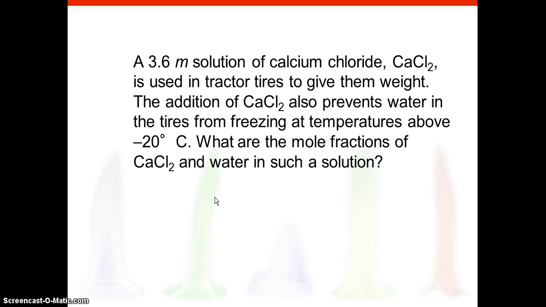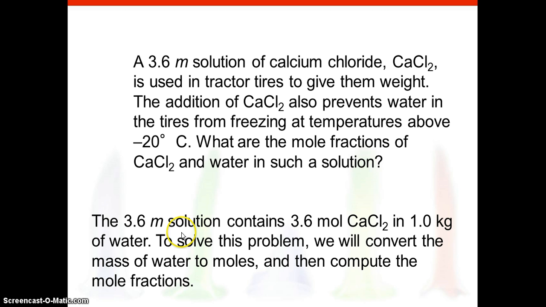Alright, so now we can calculate mole fraction if molality is given. So let's see, a 3.6 m solution of calcium chloride, CaCl2, is used in tractor tires to give them weight. The addition of CaCl2 also prevents water in tires from freezing at temperatures above -20 degrees Celsius. What are the mole fractions of CaCl2 and water in such a solution?